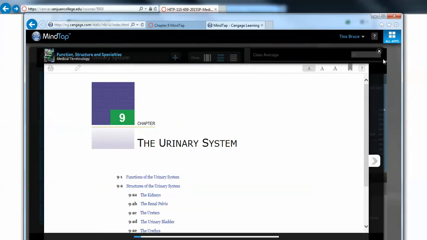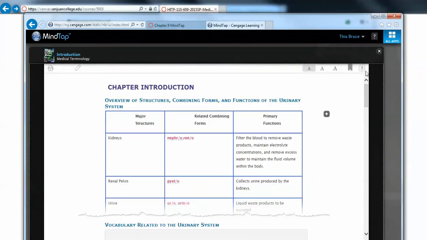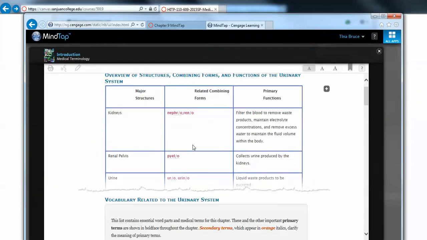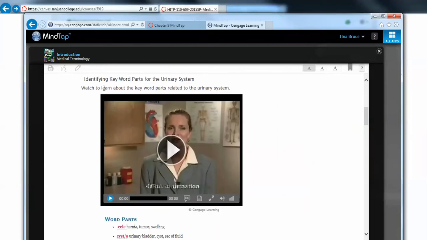Oh, we just went to that. And then as far as the introduction is concerned, some of the structures involved within this chapter are the kidneys, the renal pelvis, and urine. And then you can actually listen to how to identify key word parts for the urinary system.